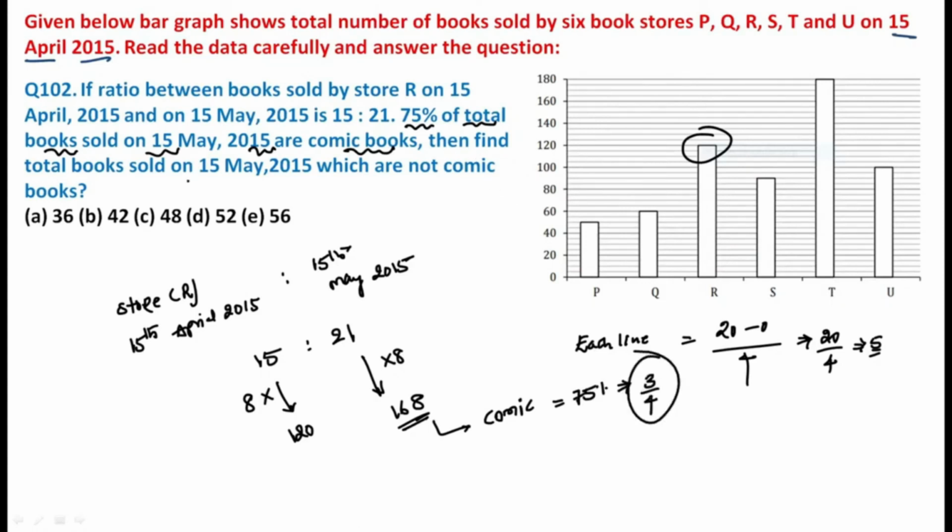Question here: find the total number of books sold on 15th May 2015 which are not comic. So the not-comic value becomes 25 percent. 25 percent means one-fourth of the total value. Now you can get your answer, which is 4. Choose your option, B.